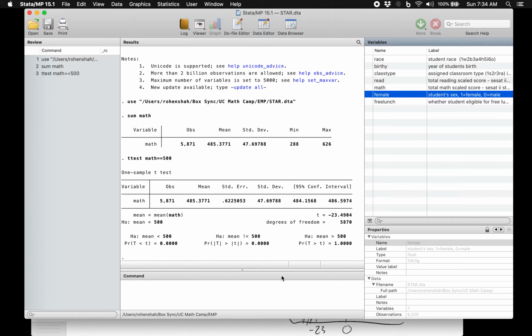Let's look at the female variable. Let's just check and see, is the true proportion of females 50% or not? So we would do t-test female equals 0.5.